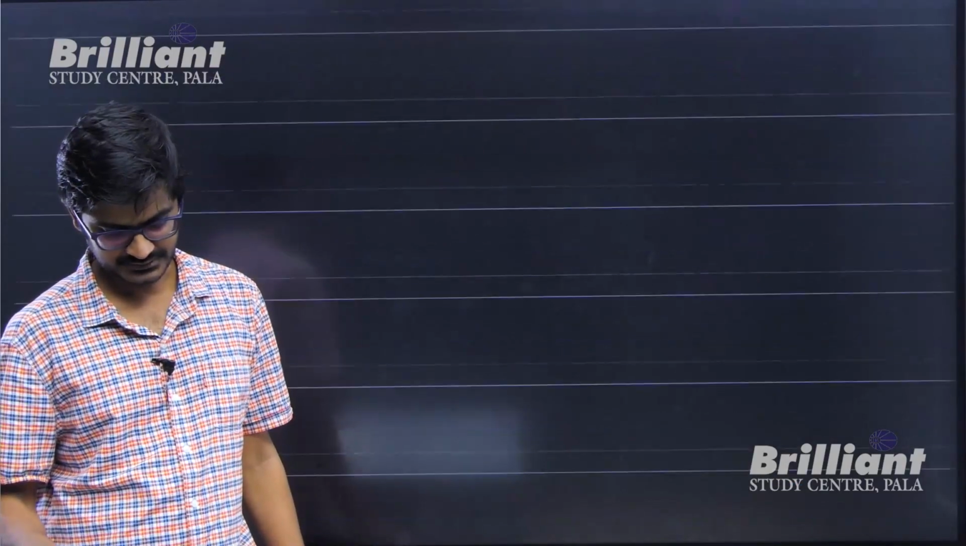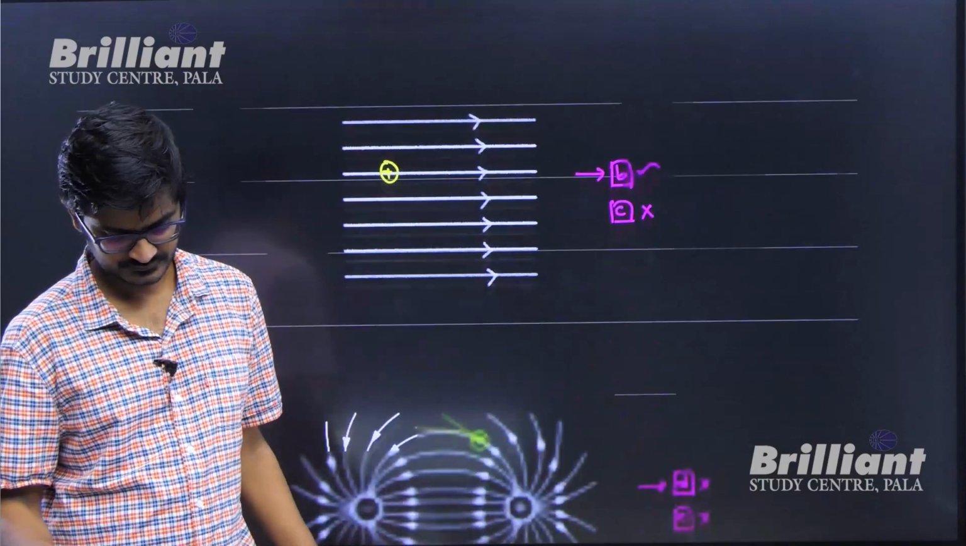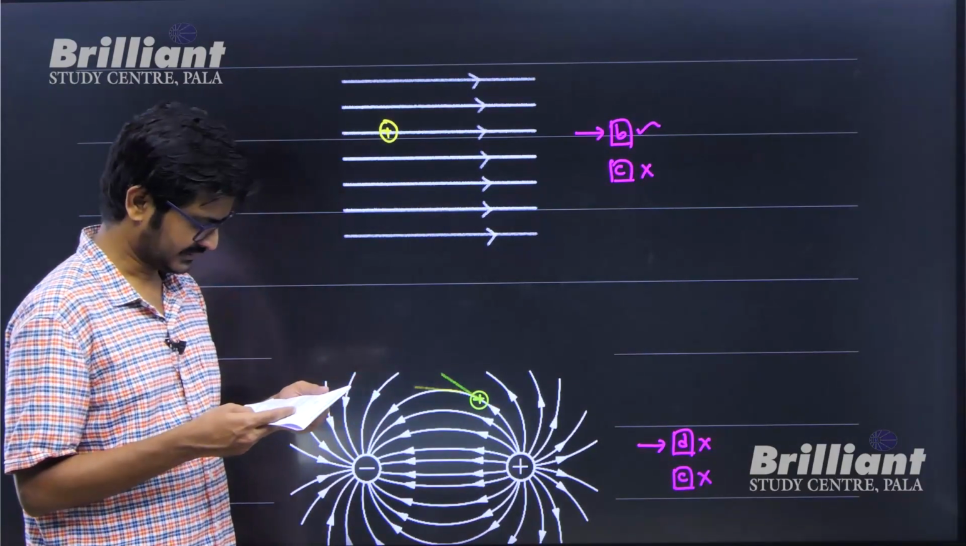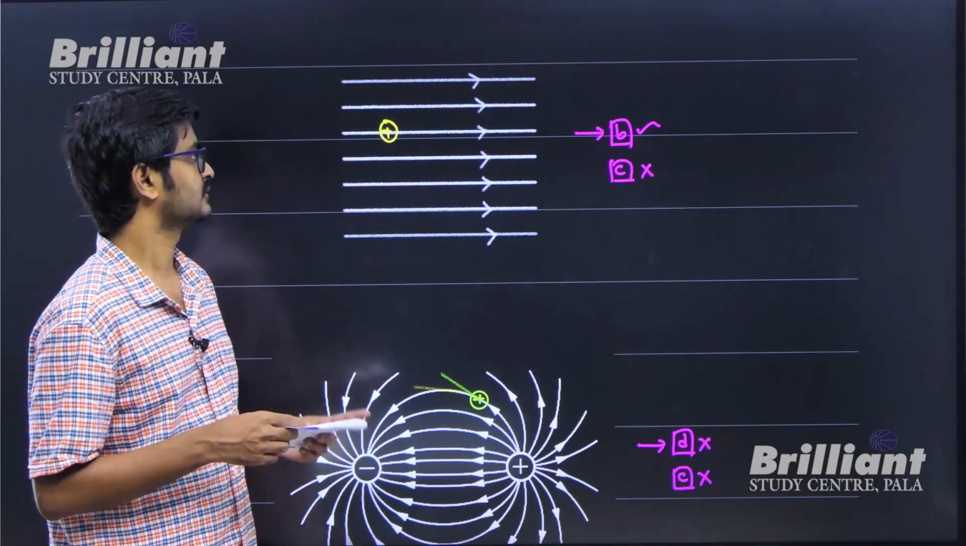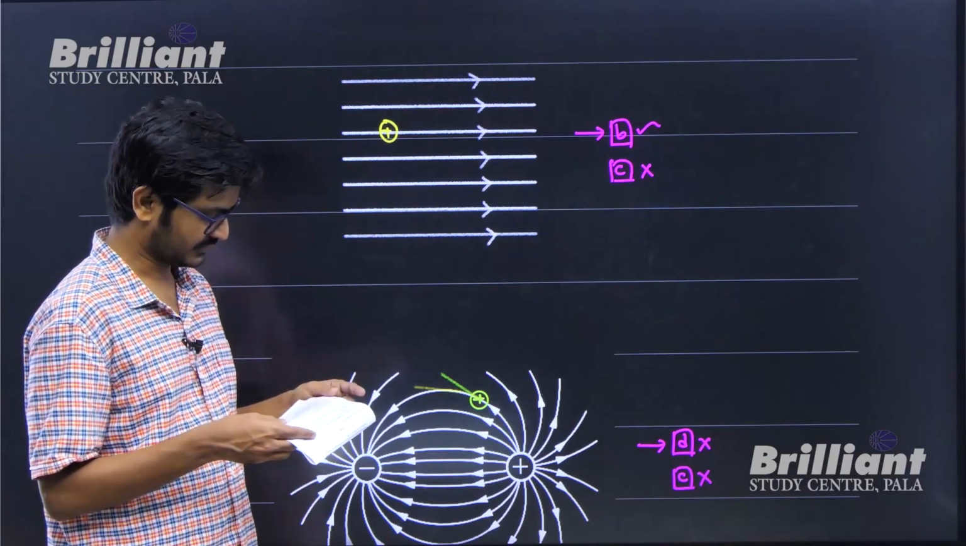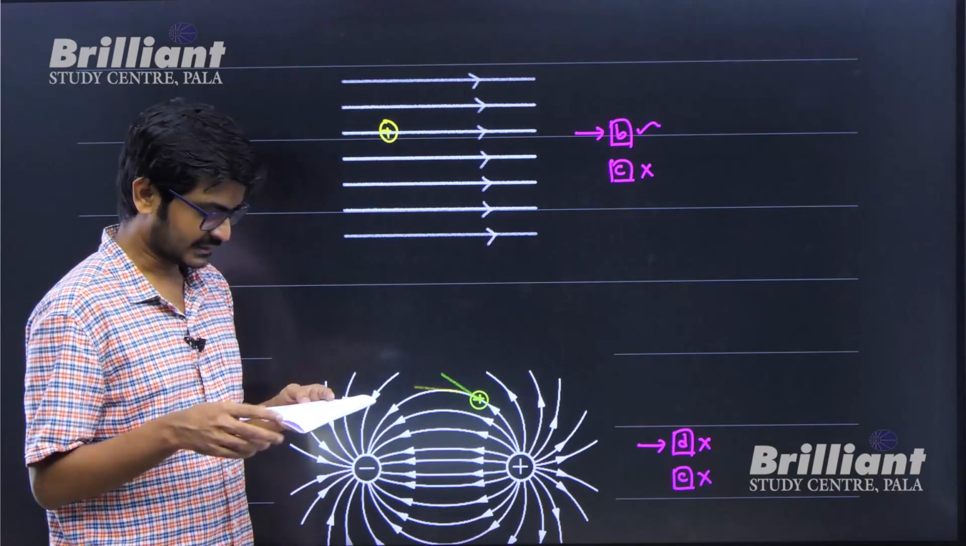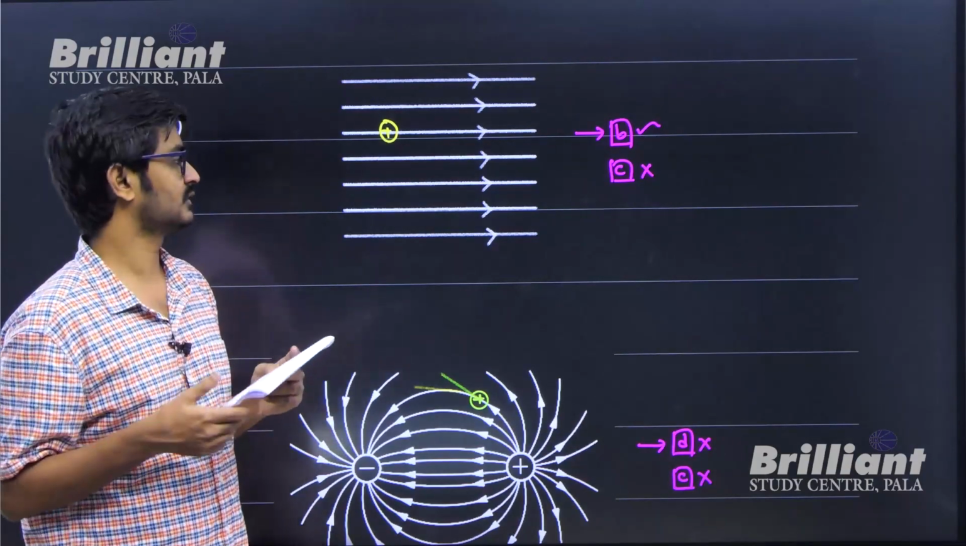Okay, there are some statements in the next question. A charged particle always moves along electric line of force. So it need not be, I'll show you that later. A charged particle may move along line of force. So let me go with this option.